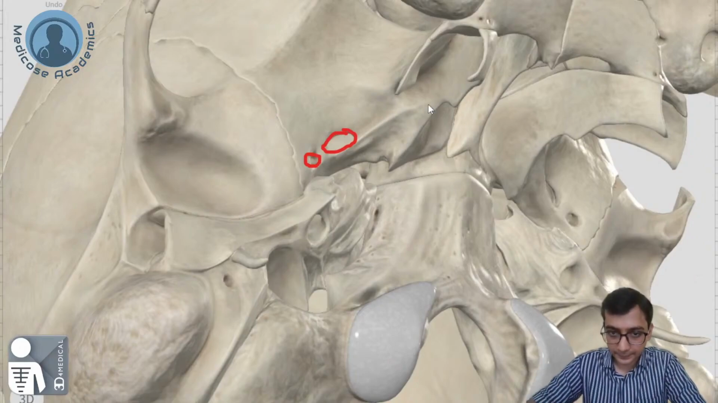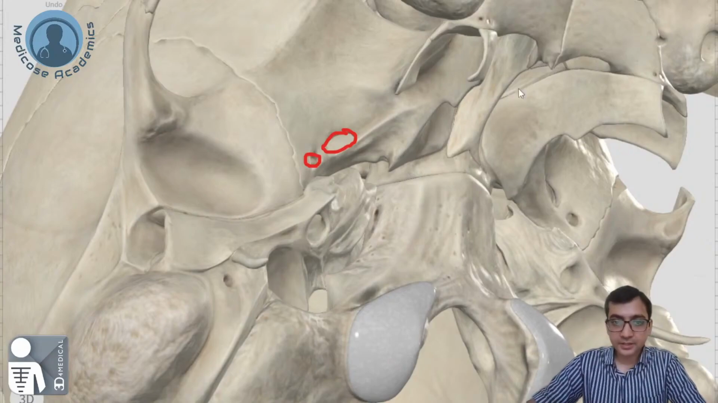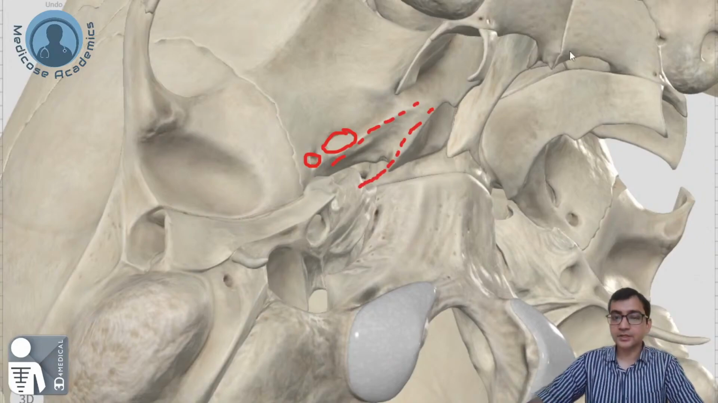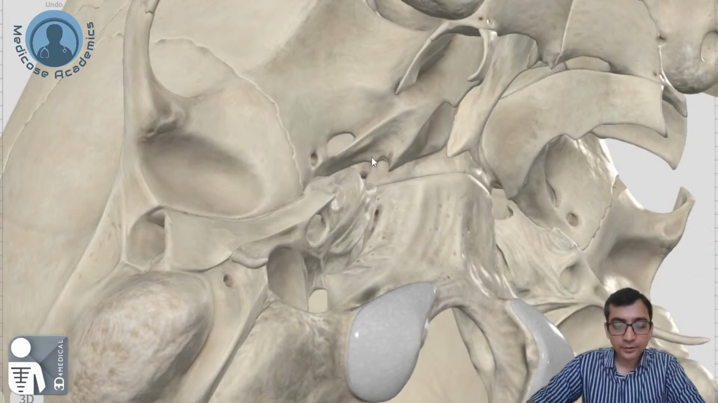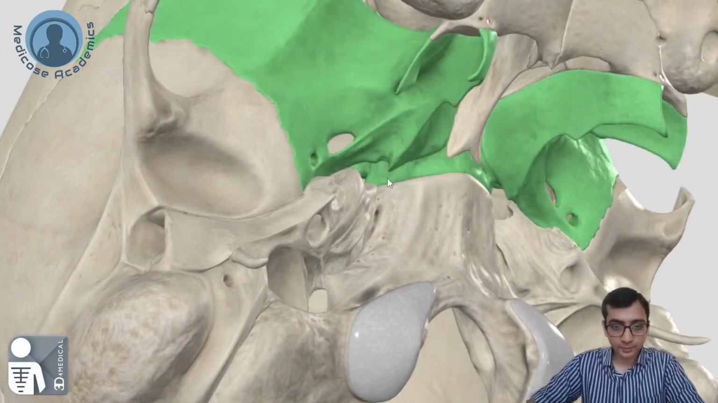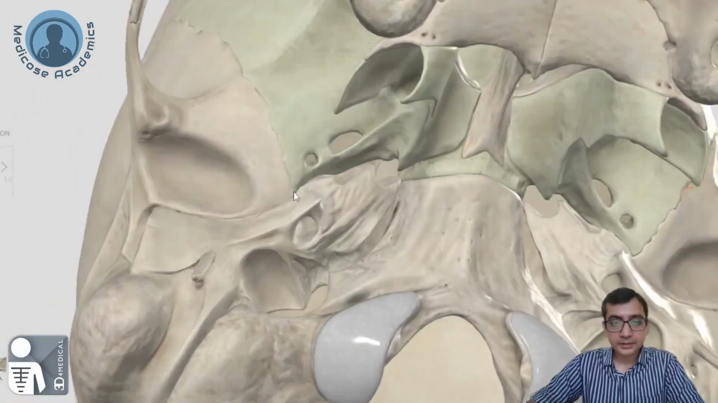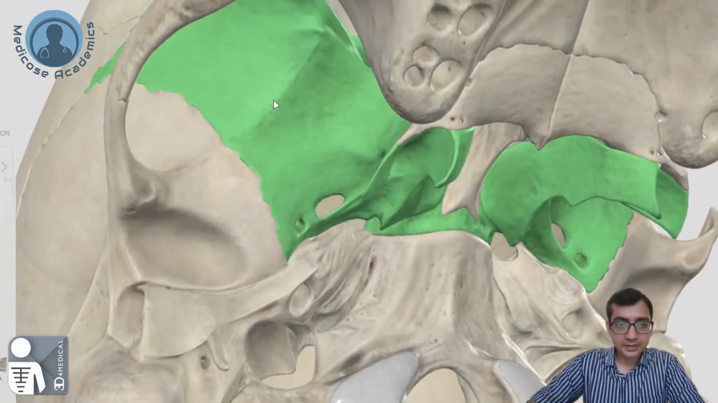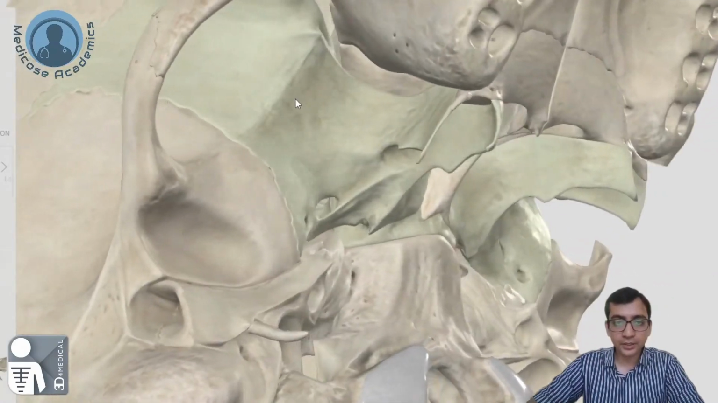I will go into the structures that are passing through it. Here you can see the margin, the groove that is present between them, which is called the tubal groove. Can you guess which tube will be present here? The cartilage of the auditory tube will be present here. And the other important landmark is this infratemporal crest.